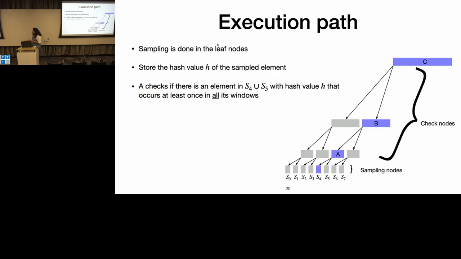S0, S1, S2, S3, these are the sets that were sampled. This was the set that was sampled from the universe with probability Q. Okay, so these are the sets. Now, what is A going to do? Let's say the check reaches A.